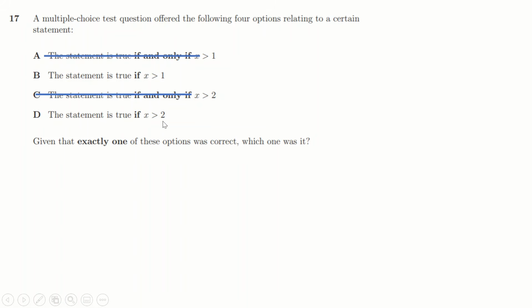And now what about these two? Well, the problem is, if this one is true, if something is true for x greater than 1, then something is true for x greater than 2, right?